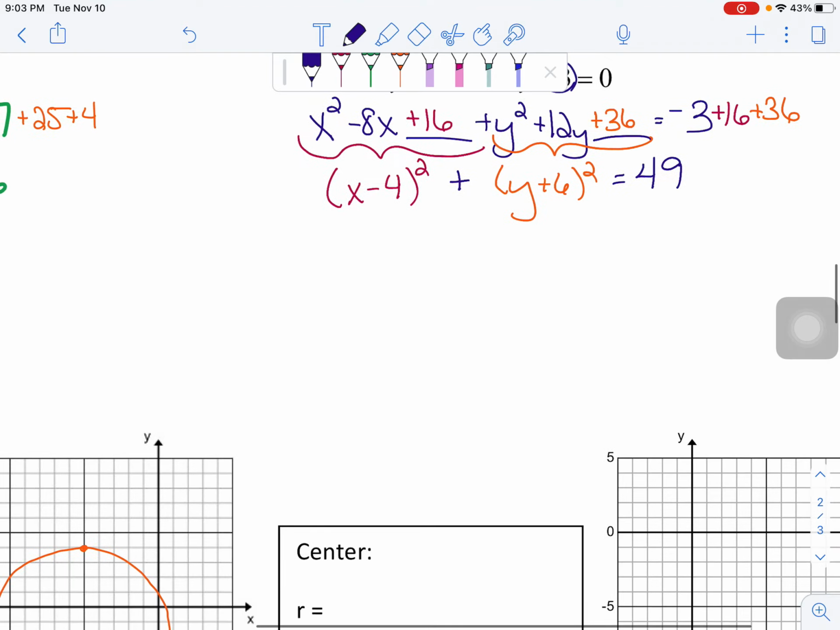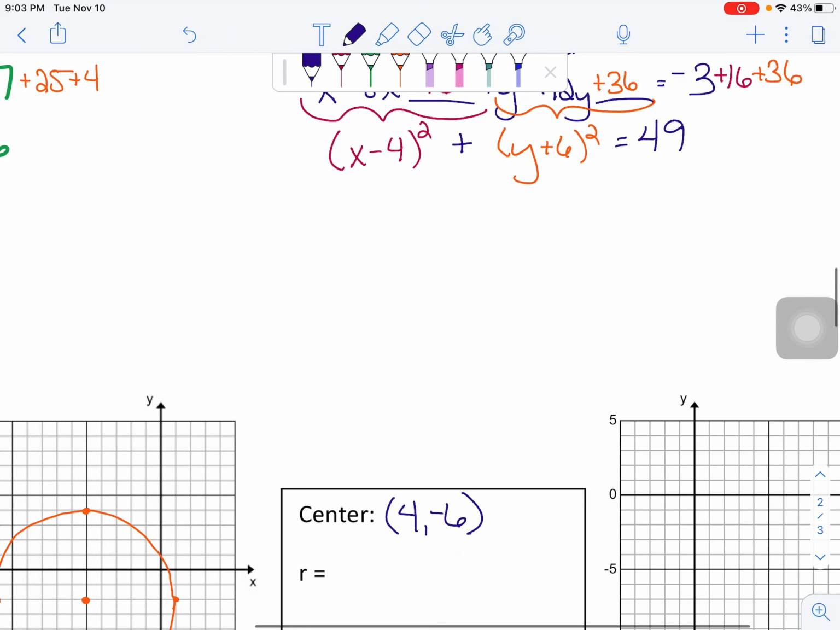All right, so we're going to take a second here and get our center. So that's going to be positive 4, negative 6. Radius is going to be 7.